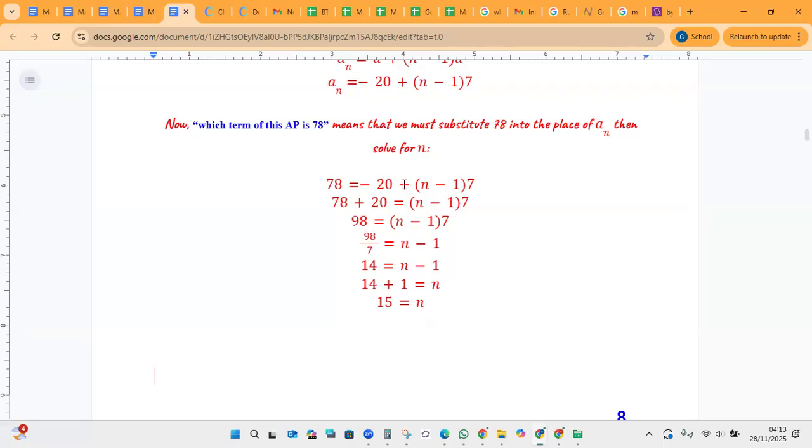78 is equal to negative 20 plus n minus 1 times 7. We add 20 on both sides to cancel out 20 from the right side. We have 78 plus 20 is equal to n minus 1 times 7. 78 plus 20 is 98, which is equal to n minus 1 times 7. And we divide by 7 to cancel out the 7 being multiplied to n minus 1 in the bracket. So 98 divided by 7 will give us 14. And we are left with 14 is equal to n minus 1. So we simply add 1 on both sides to cancel out negative 1 from the right side. On the left side, we have 14 plus 1 is equal to n. So n is equal to 15.